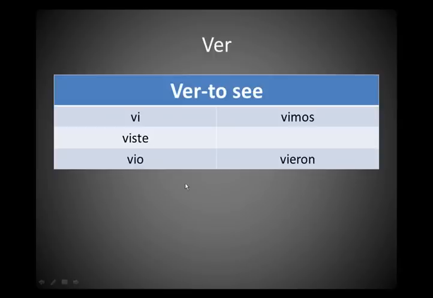Ver is a little irregular because it does not add any of the accent marks. So notice in the yo form and the usted form, first person singular, third person singular, no accents are added. Other than that, it's a pretty normal verb.